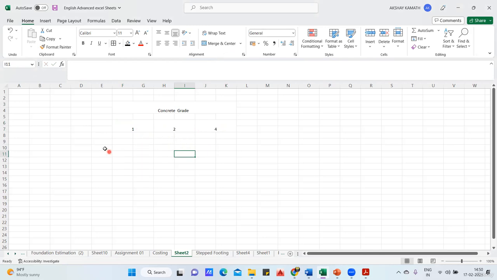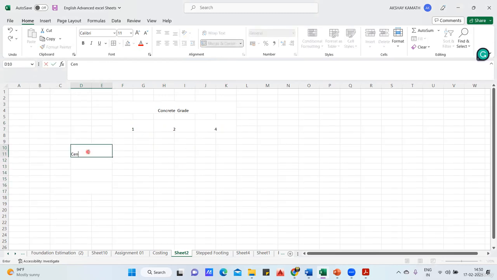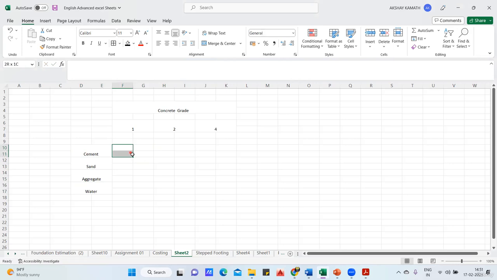So once you write a ratio, next you require this part. This I'll use for cement, this I'll use for sand, this I'll use for aggregate, and this I'll use for water. Say merge at center. And now you write here: cement, sand, aggregate, and then water. Fine. Again, you merge at center in this way. Try to merge it.